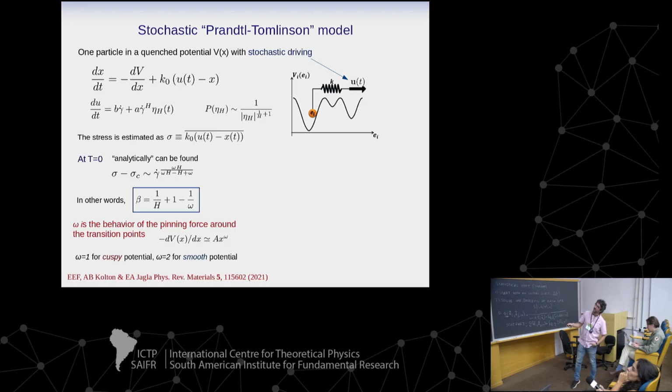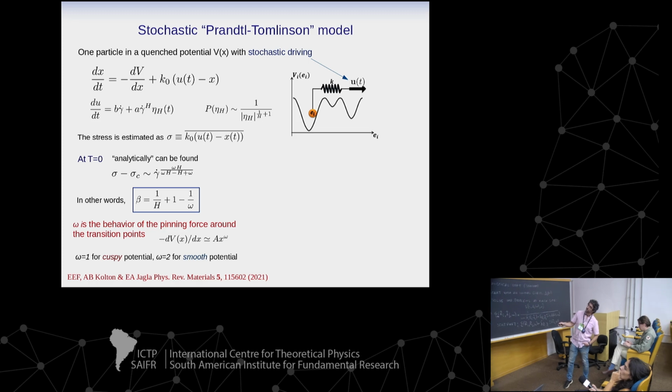Omega is 1 for Caspi and 2 for smooth. It's just how the potential behaves around the transition points, okay? If you have Caspi, the potential is a parabola, so the derivative is just linear. If you have a smooth, the potential in the transition point is a cubic formula, and then the omega is 2.